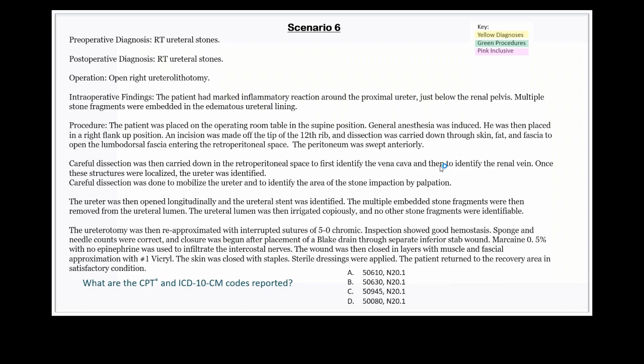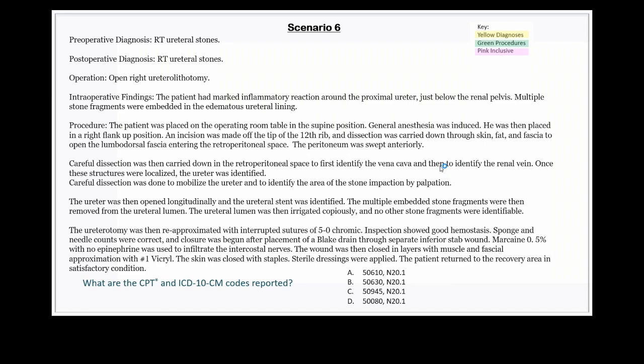Inspection showed good hemostasis. Sponge and needle counts were correct and the closure was begun after placement of a Blake drain through separate inferior stab wound. Marcaine 0.5% with no epinephrine was used to infiltrate the intercostal nerves. The wound was then closed in layers with muscle and fascial approximation with number 1 Vicryl. The skin was closed with staples. Sterile dressings were applied. The patient returned to the recovery area in satisfactory condition.